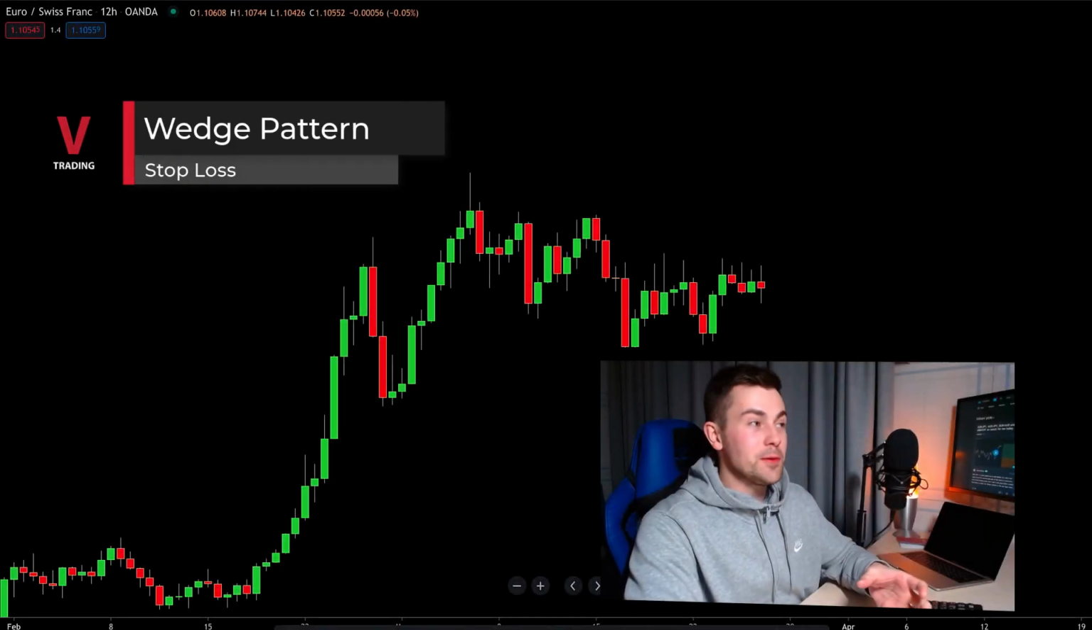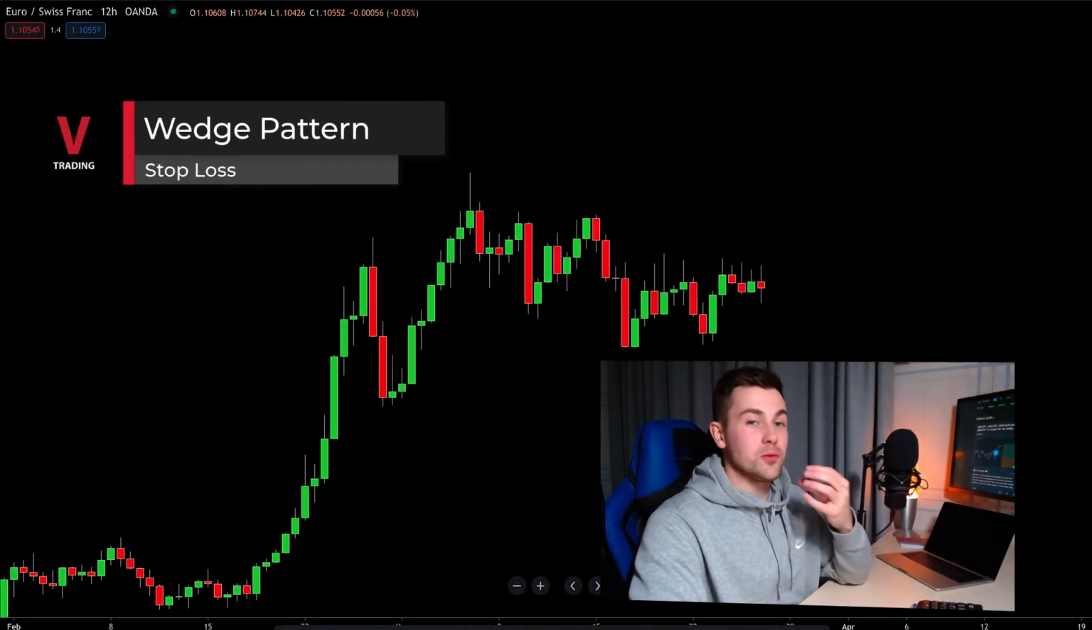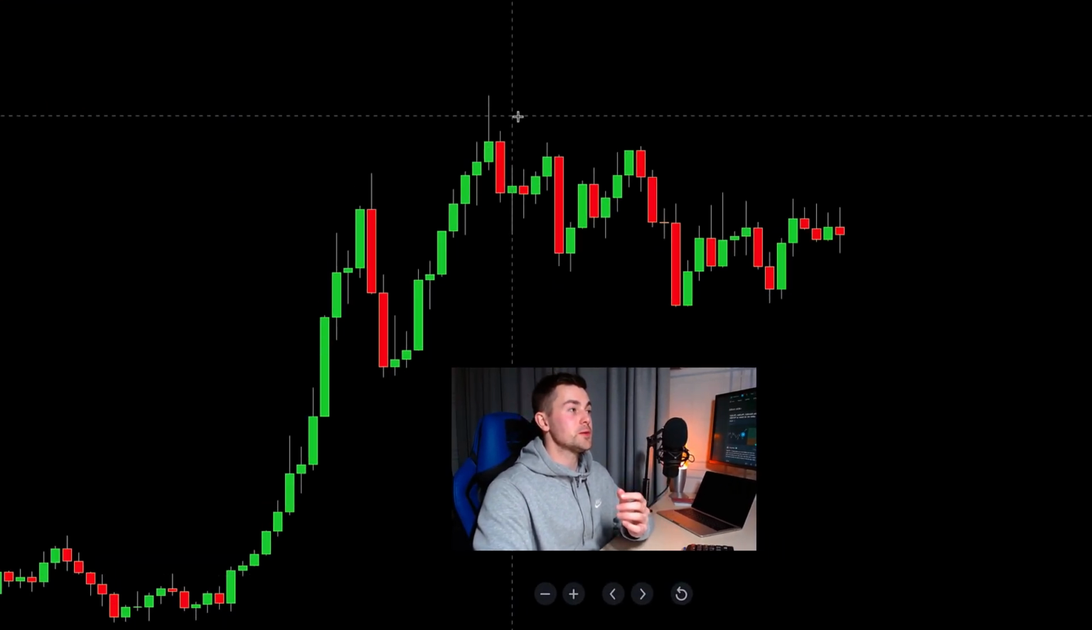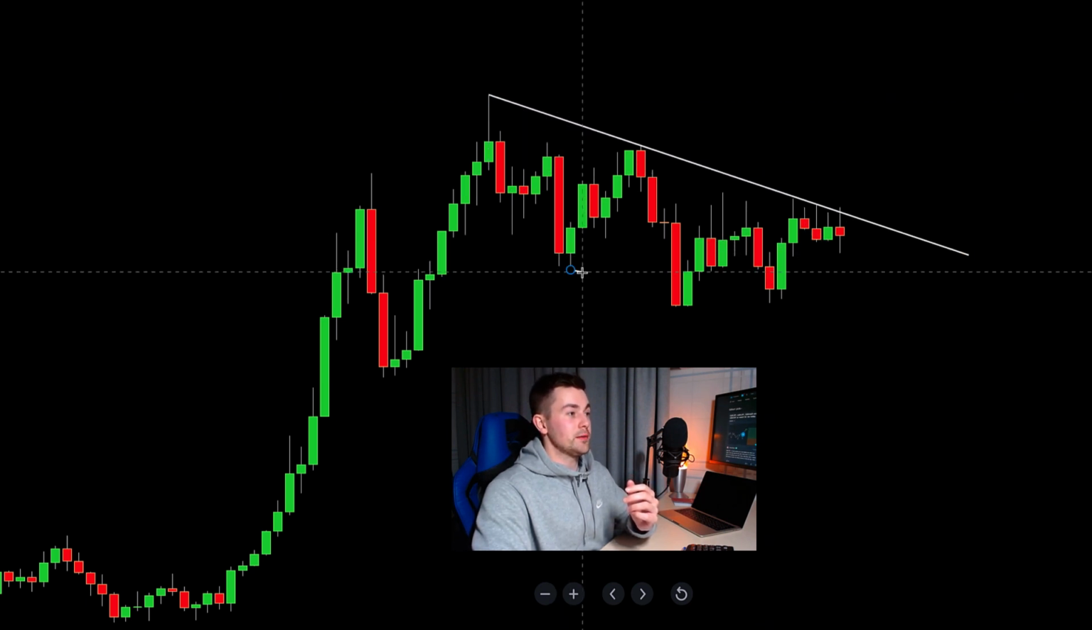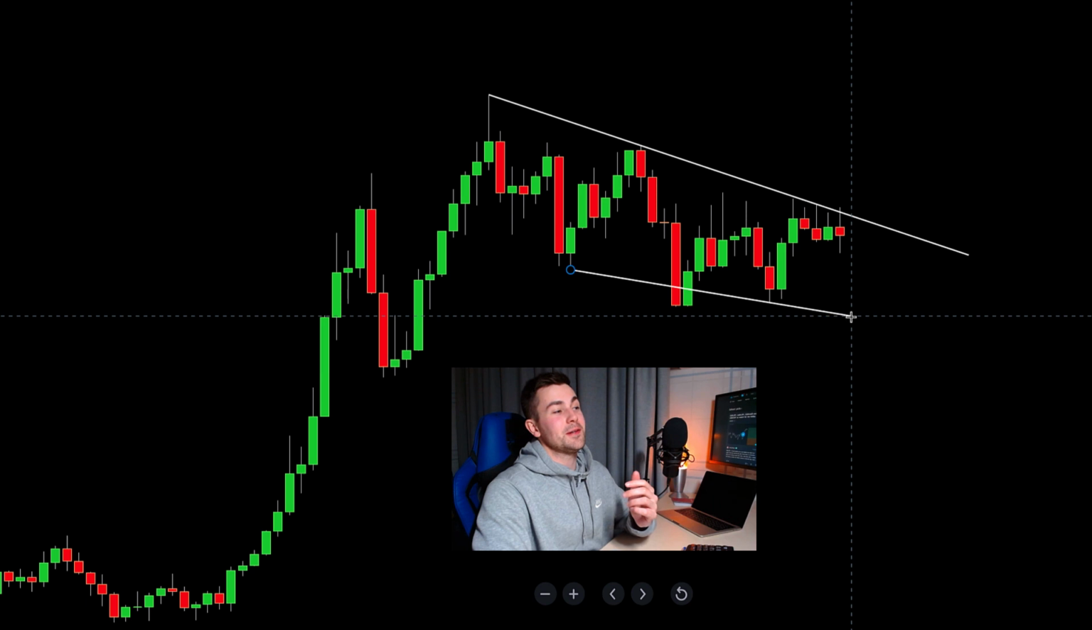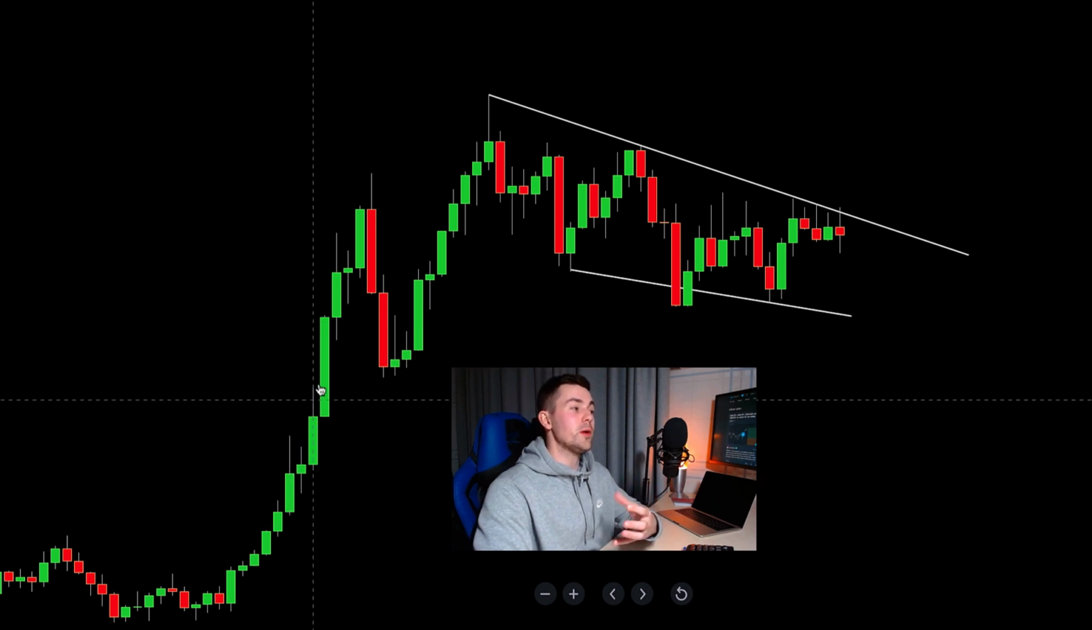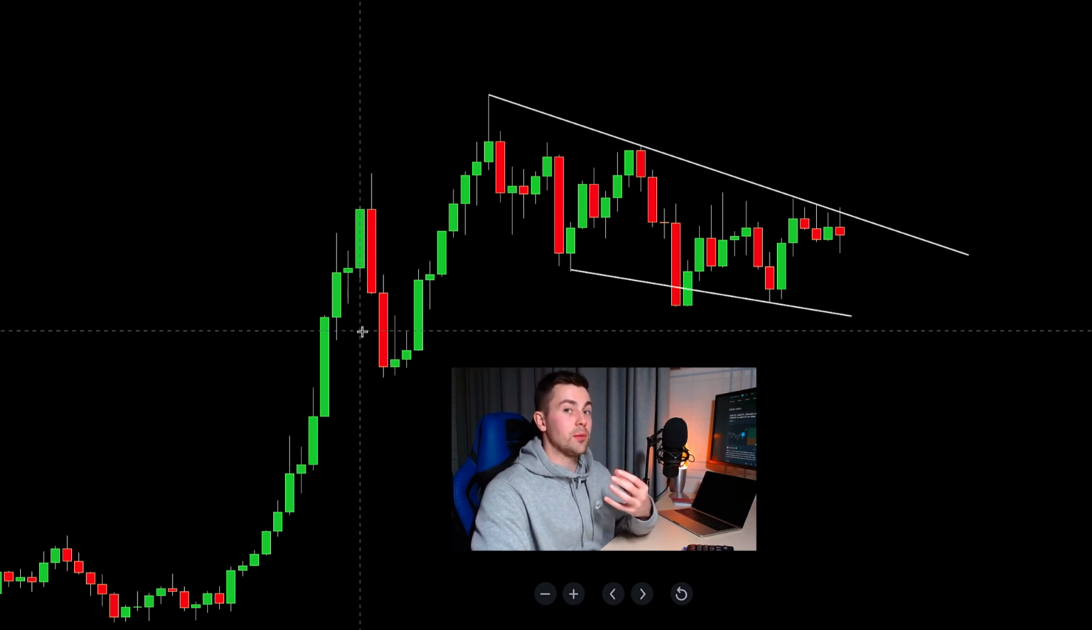Alright traders, to explain to you how to place a stop loss with trading wedges, I want to discuss with you the Euro Swiss pair. Over here I hope you see that the pair right now is trading within this falling wedge pattern. Yes, you can see how weird it is, and you can see that in the long run here the market is trading in a very sharp bullish trend.